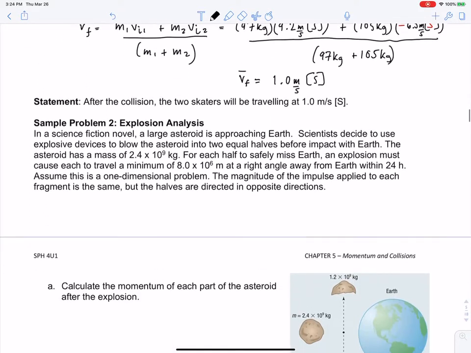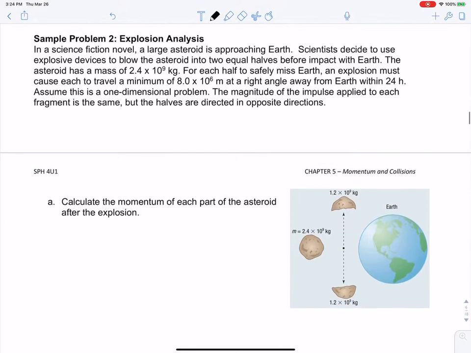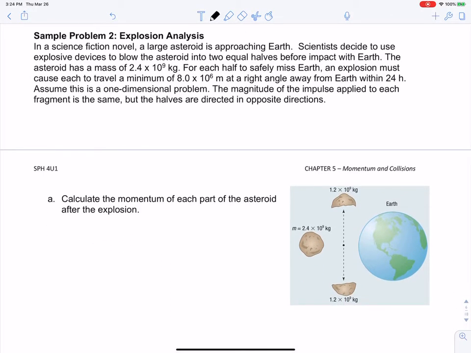All right, let's take a look at sample problem number 2. Here's a problem that deals with an asteroid. And we're going to try to make sure that this asteroid avoids the Earth. So as it's approaching the Earth, we're going to split it in two and make sure that they travel in opposite directions with enough distance so that they clear the Earth.